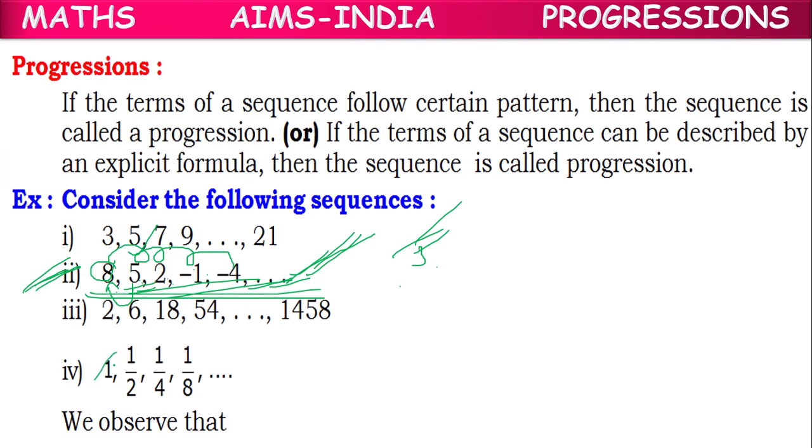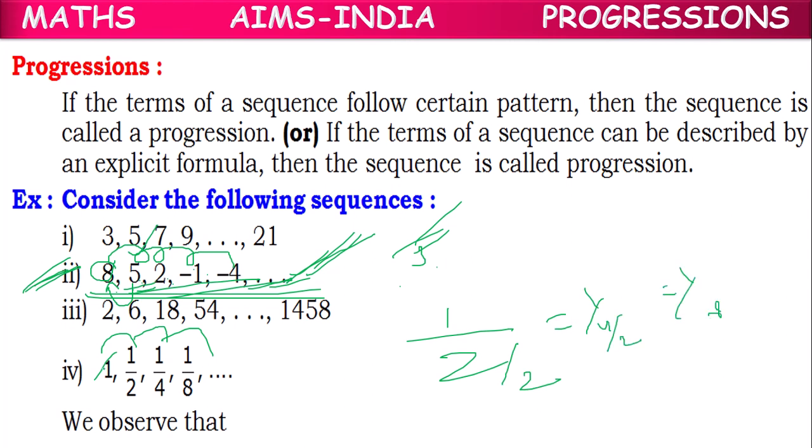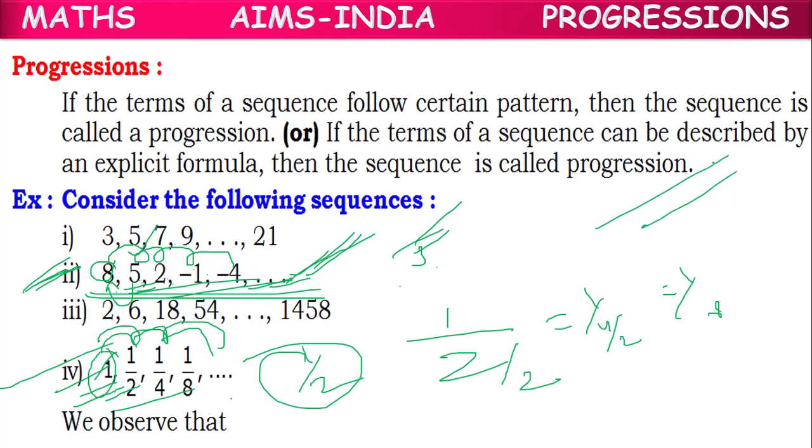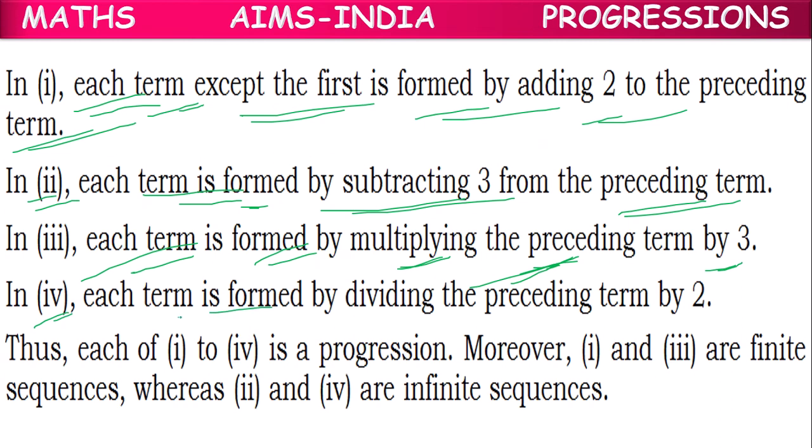Fourth one, 1, 1 by 2, 1 by 4, 1 by 8. 1 when divided by 2 becomes 1 by 2. 1 by 2 when again divided by 2 becomes 1 by 4. When divided by 2, it becomes 1 by 8. So here, each term except the first term is obtained by dividing its preceding term by 2. So this is also having one definite formula and is also an example of progression.